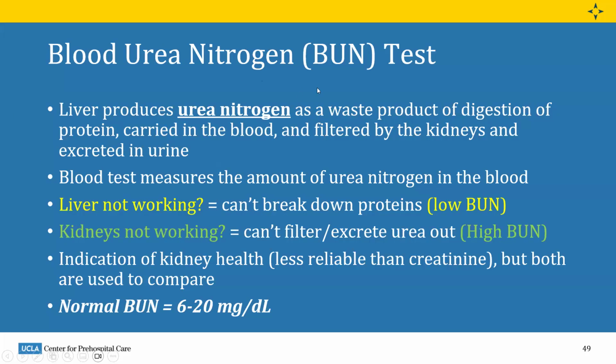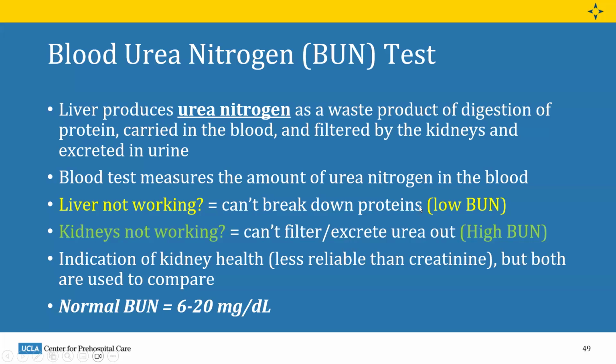Blood urea nitrogen test, or BUN test. Essentially, instead of creatinine, you're just following the urea nitrogen, which is a waste product, and you're measuring the amount of that in the blood just to see how well the kidneys are working. It also tells us about the liver, because this product is filtered by the kidneys, but it's essentially produced by the liver breaking down proteins.